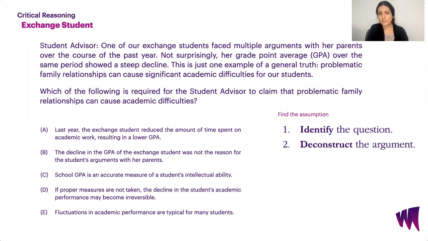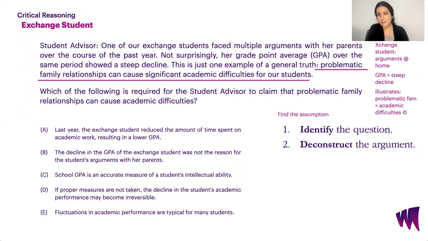The next step is to deconstruct the argument. In this case, the student advisor is the one making the argument. Here it says, one of our exchange students faced multiple arguments with her parents over the course of the past year. Not surprisingly, her grade point average over the same period showed a steep decline. This is just one example of a general truth. Problematic family relationships can cause significant academic difficulties for our students. So this last idea is the conclusion, the main thing that they're trying to argue.